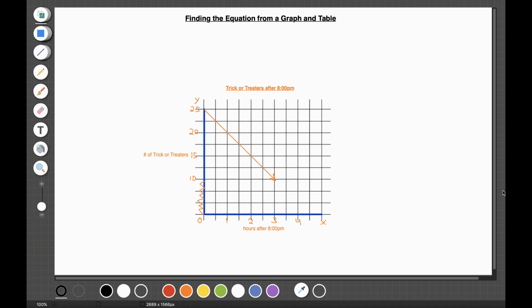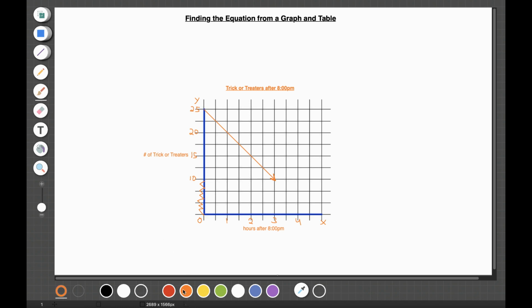Okay, so for this lesson, we are going to be working on finding the equation from a graph and table. We had previously seen how to find the equation from a situation, and we're going to apply that knowledge to finding the equation from a graph and table. Well, first of all, we're going to start at the beginning.